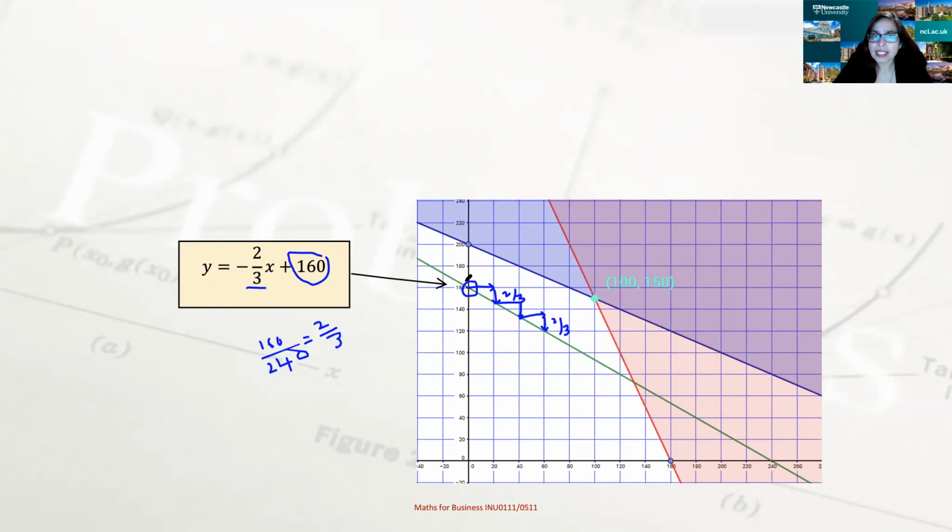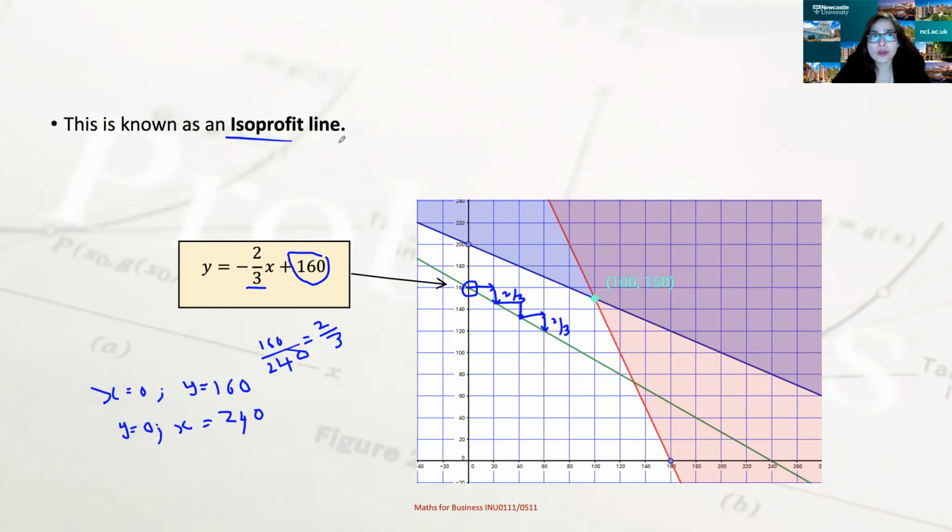So I can easily find the point at 160, and then I can find the point where it crosses the x-axis. The best way is to put x is equal to 0 in that equation and find y. Y will be 160, and then put y is equal to 0 and find x, which is nothing but 240. That's how you find the line. And what is this line called?